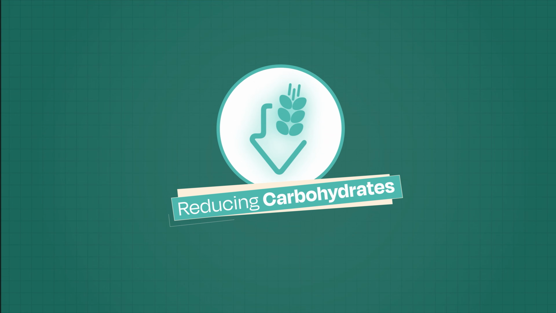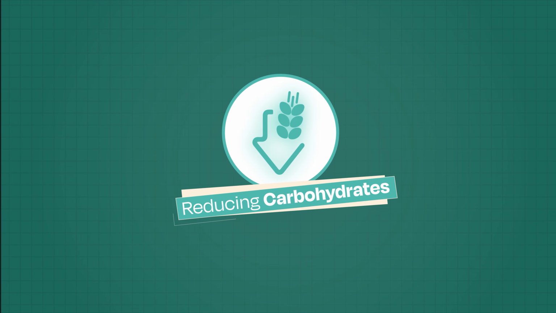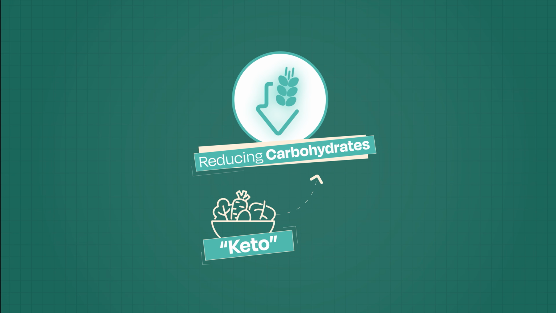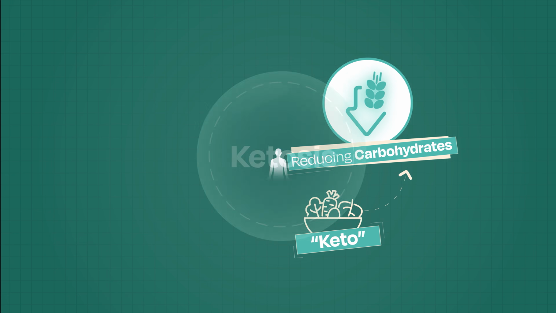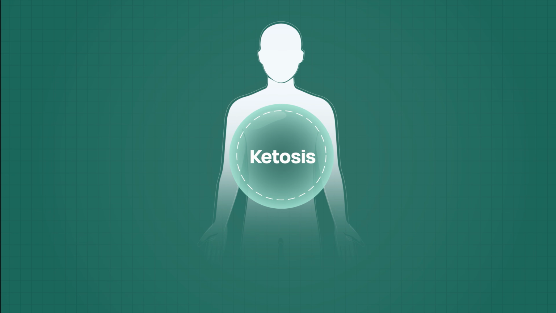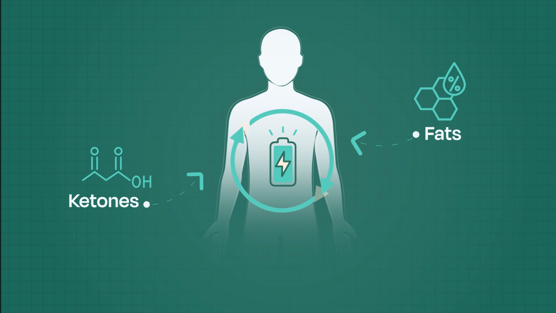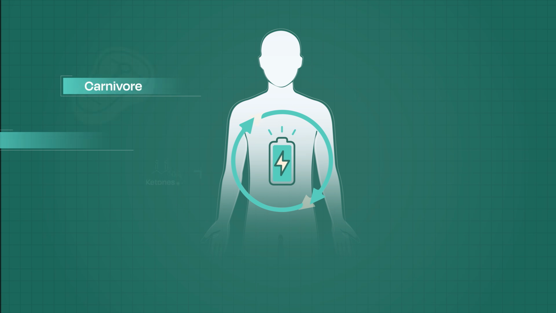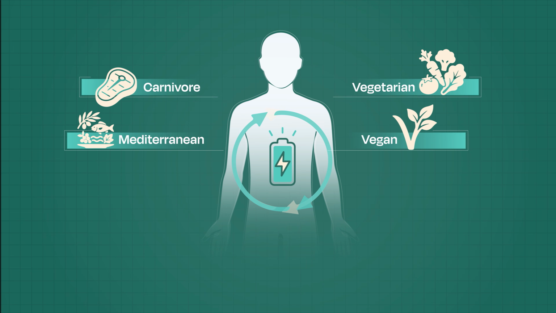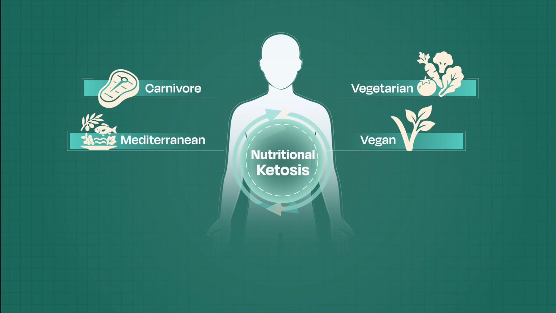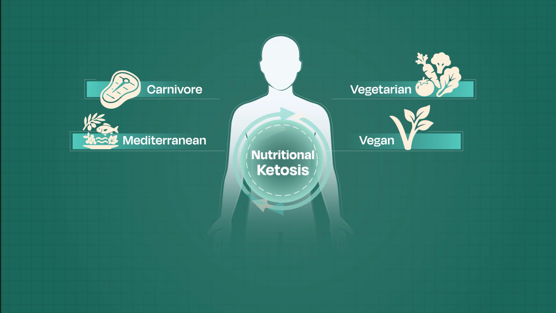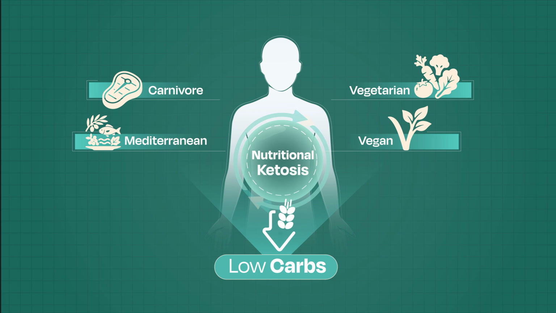But now let's talk about the basics of starting keto. The first and most important step is reducing your carbohydrates. Remember, any diet can be quote-unquote keto if the carbs are low enough. Ketosis is the physiologic state where our bodies transition from burning primarily carbs or glucose for fuel to burning primarily fat and ketones for fuel, which means carnivore, Mediterranean, vegetarian, even vegan diets can all help someone get into and maintain nutritional ketosis as long as the carbohydrates are low enough.